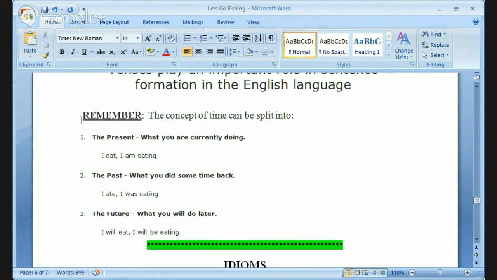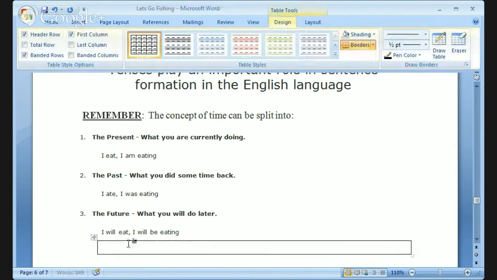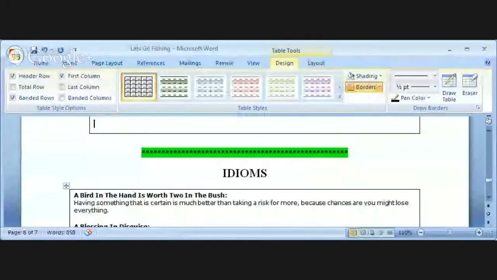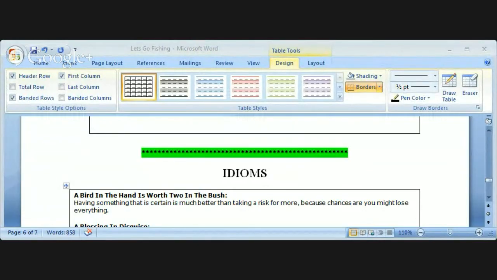Amari, would you like to go first? Amari? He's not here. Okay. Elise, would you like to go first? Her microphone is mute. Elise, unmute your microphone. Elise, unmute your microphone. Okay, maybe she's not here. Dennis, why don't you go ahead and go for us?